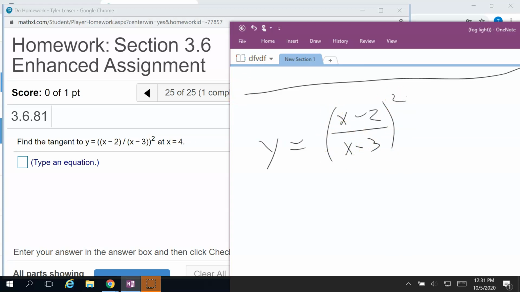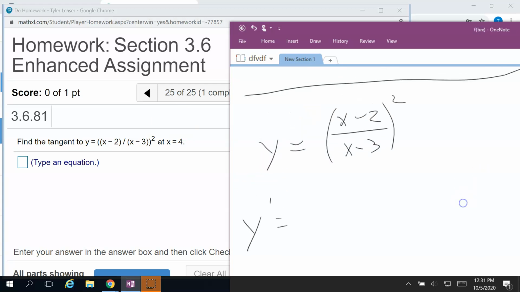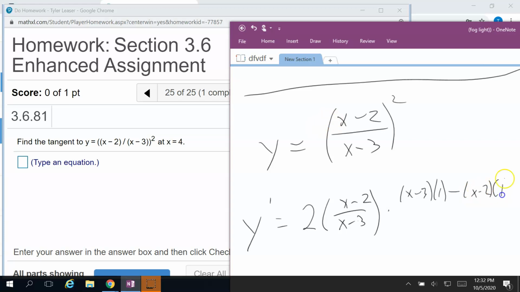Okay, so if I want to find the tangent line, first I have to find the derivative of this. And you could do a chain rule here, because we have this fraction raised to the second power. So derivative of the outside is the fact that it's to the second power, so we just bring the 2 down, leave the inside alone, take 1 away, so now it's to the 1 power. But then we have to multiply that by the derivative of the inside, which unfortunately is a quotient rule. So bottom, x minus 3, times the derivative of the top, which is just 1, minus the top, x minus 2, times derivative of the bottom, which is 1, all over the bottom squared.